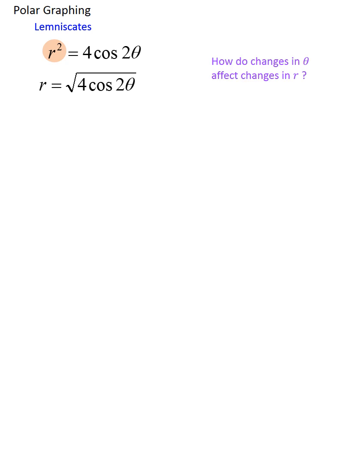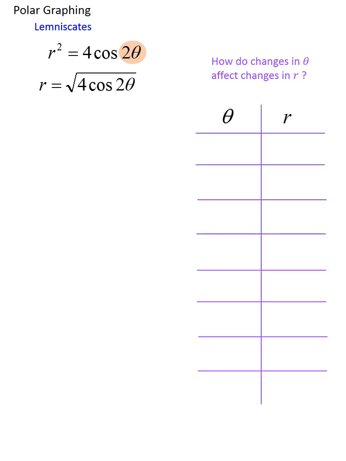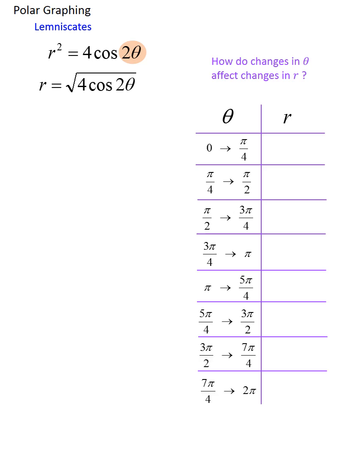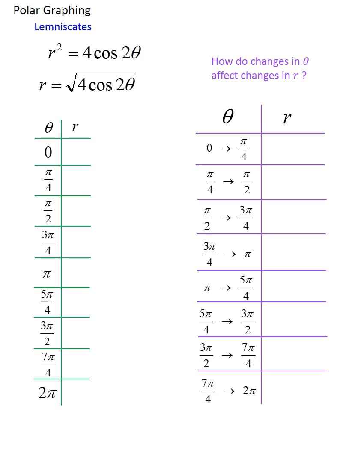So we'll ask our usual question: how do changes in theta affect r? Well, to really discover that, because I have a 2 theta here, as seen before in earlier videos, it would be smart to look at theta in intervals of pi over 4, or 45 degrees, until we get to 2 pi. So I'm going to take all these theta values and plug them into my equation r equals radical 4 cosine 2 theta. And I've done that here.